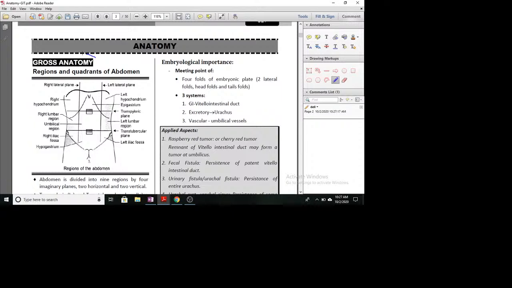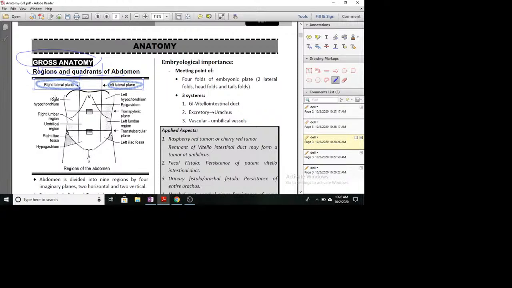So gross anatomy. We will be opening up the gross anatomy of the abdomen. The abdomen can be divided into 9 regions, and there is a right lateral plane and a left lateral plane. These are the planes coming from the mid-clavicular line. Suppose this is the clavicle. From the mid of the clavicle this line originates. This is the left clavicle since it is on the left side, and this is the right clavicle. So it comes right from that particular point. This is the right lateral plane, and this is the left lateral plane.